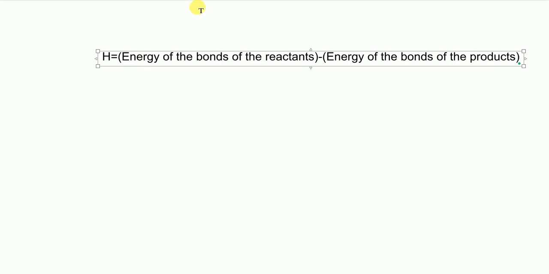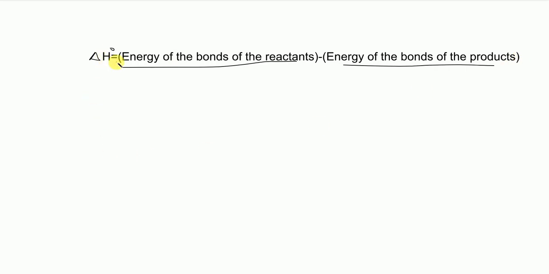So this is what I've been saying. So delta H, right? And so we're looking at how much energy is in those bonds between the reactants that we break, and then how much energy is in the bonds that we're forming. So if what I'm forming is going to be lower energy than what I'm breaking, then I'm going to have a favorable reaction.